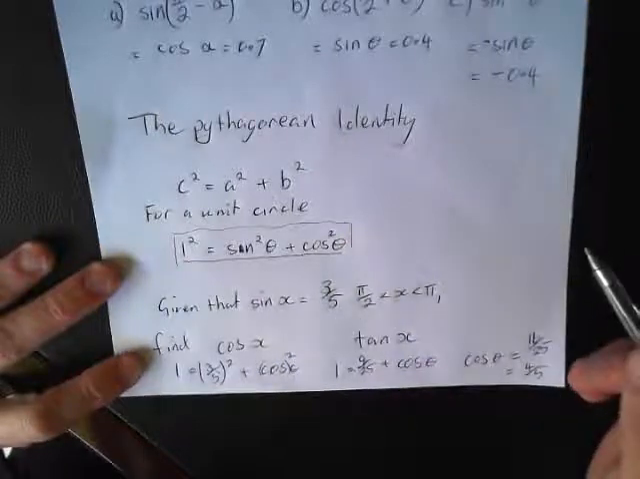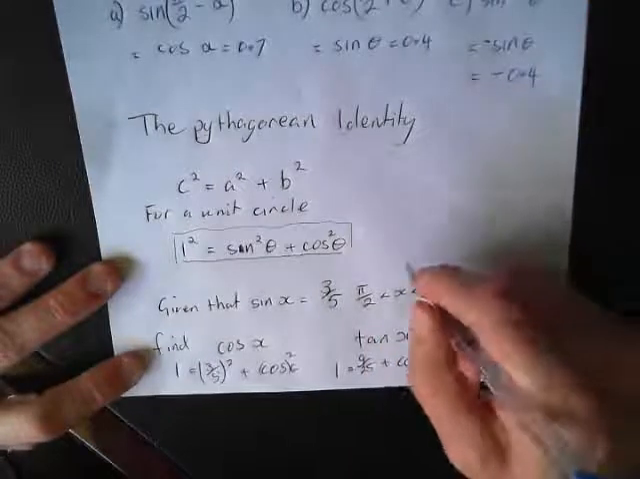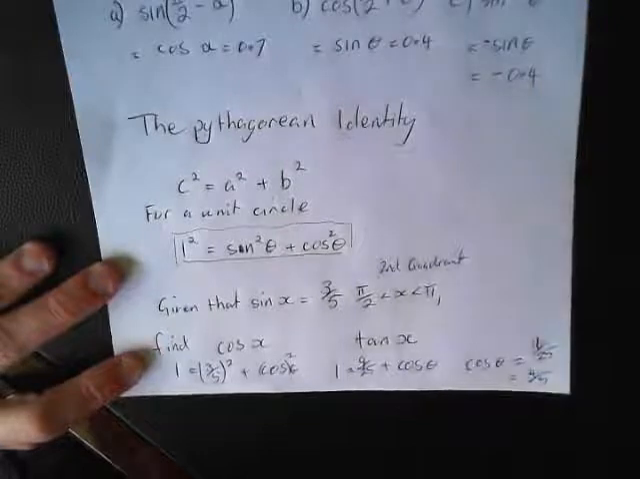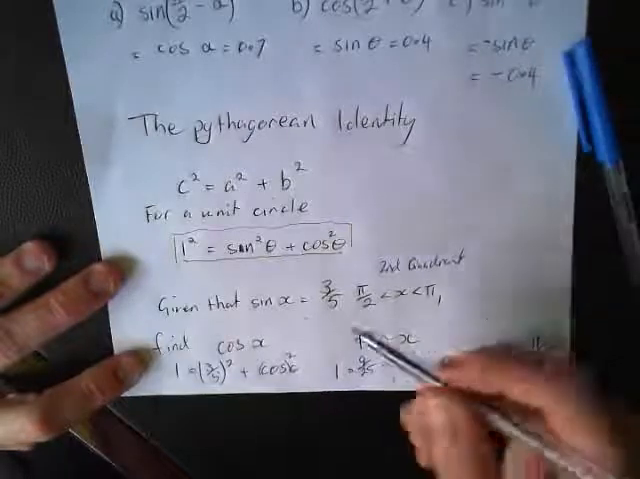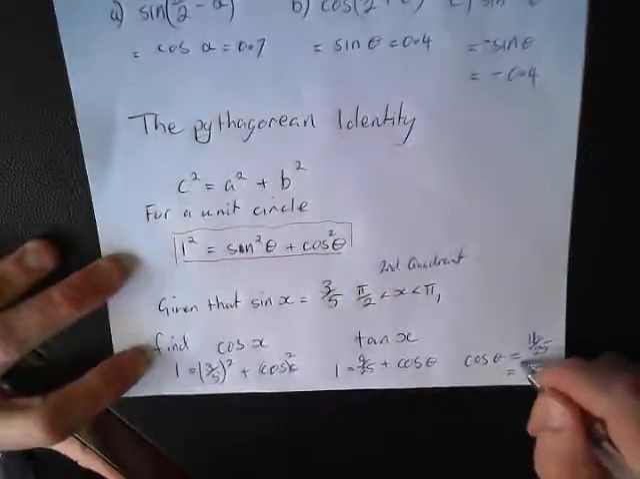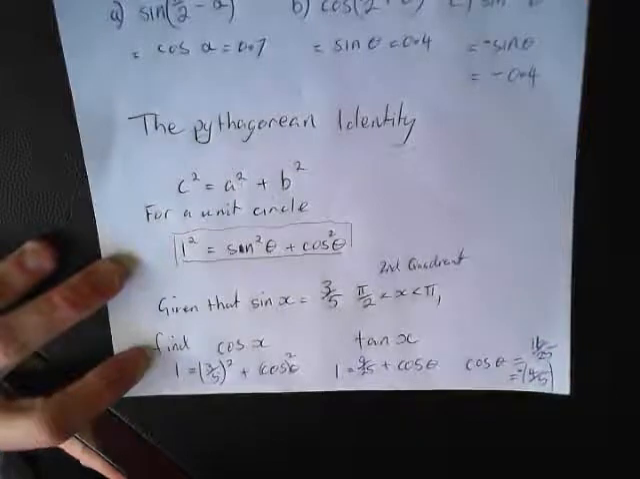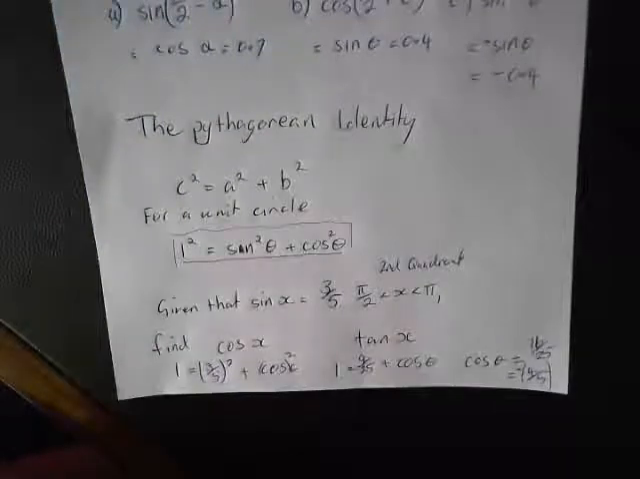Alright, if sine x equals 3/5, let's just work in the first quadrant for now. We're in the quadrant 90 to 180, so this is actually in the second quadrant. Sine x is 3/5. Actually, it's easy. If sine x is 3/5, if we're in the second quadrant, then cos x is actually going to be negative 4/5. It's going to have a negative value.